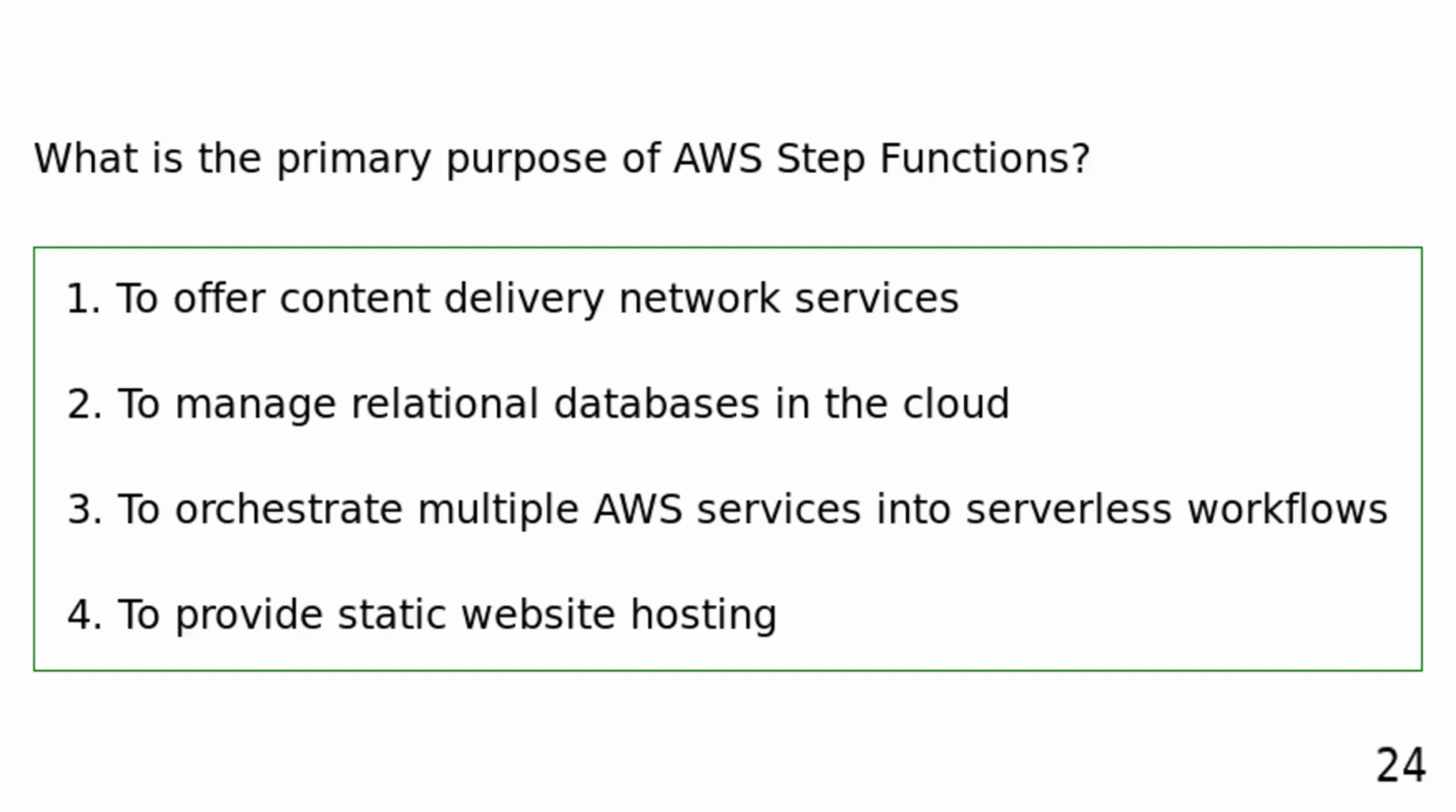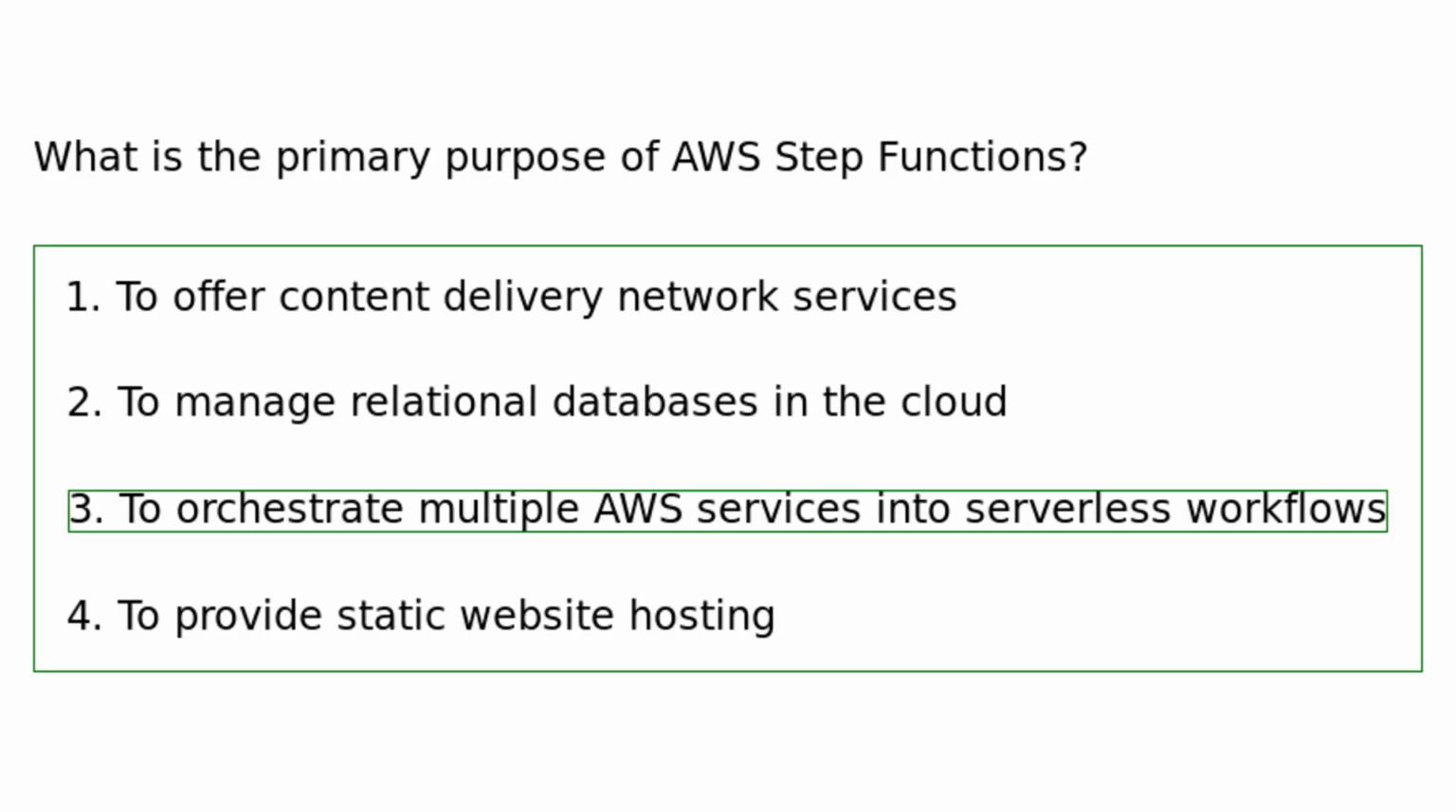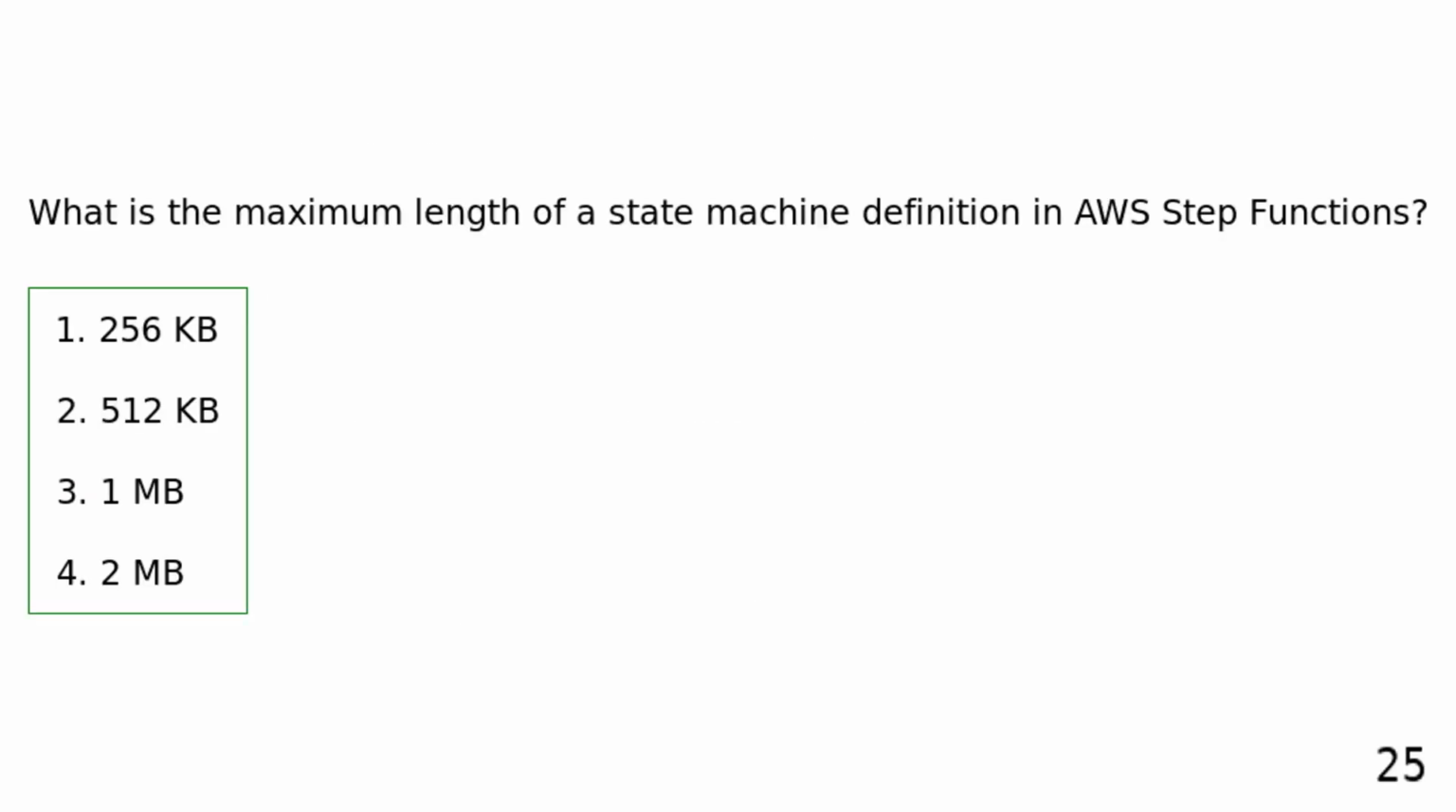What is the primary purpose of AWS Step Functions? To offer content delivery network services. To manage relational databases in the cloud. To orchestrate multiple AWS services into serverless workflows. To provide static website hosting. AWS Step Functions is designed to coordinate multiple AWS services into serverless workflows, allowing you to build complex, multi-step processes without managing infrastructure.